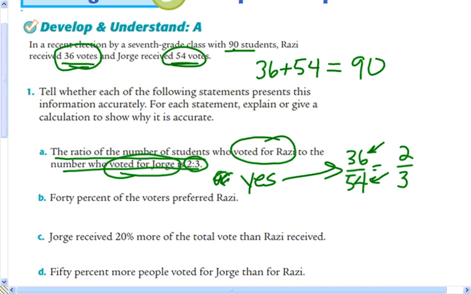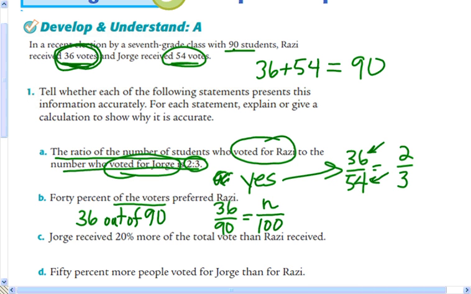All right. Part B says 40% of the voters preferred Razi. So of the voters, we need a different number here. We need 90 because there's 90 voters. And 40% of the voters preferred Razi. So how many preferred Razi? That's 36. So 36 out of 90 voted for Razi. So we want to change that to a percent. 36 out of 90 equals how many out of 100? Because we want the percent.